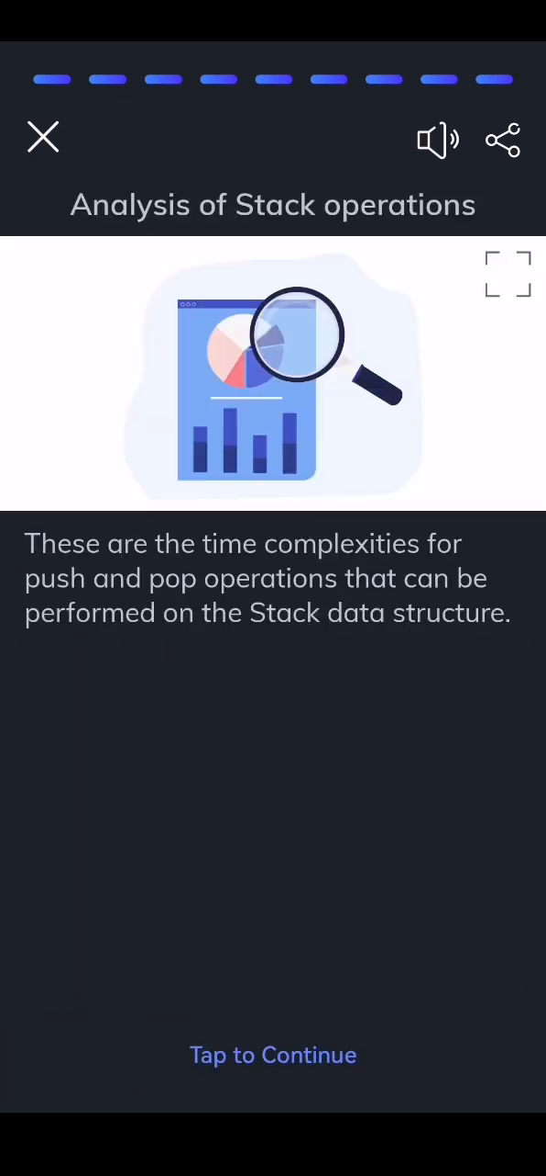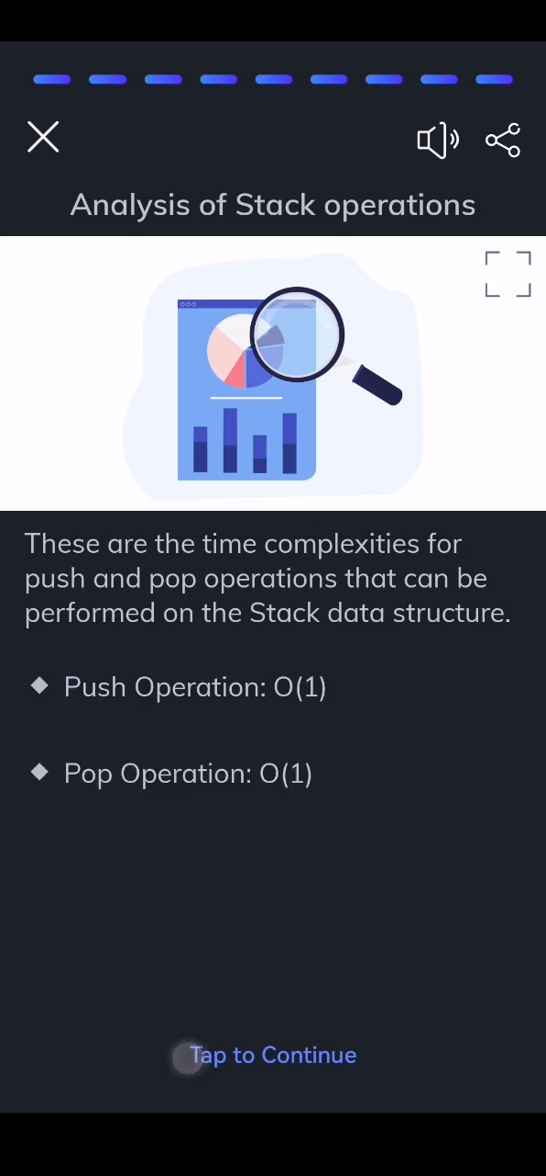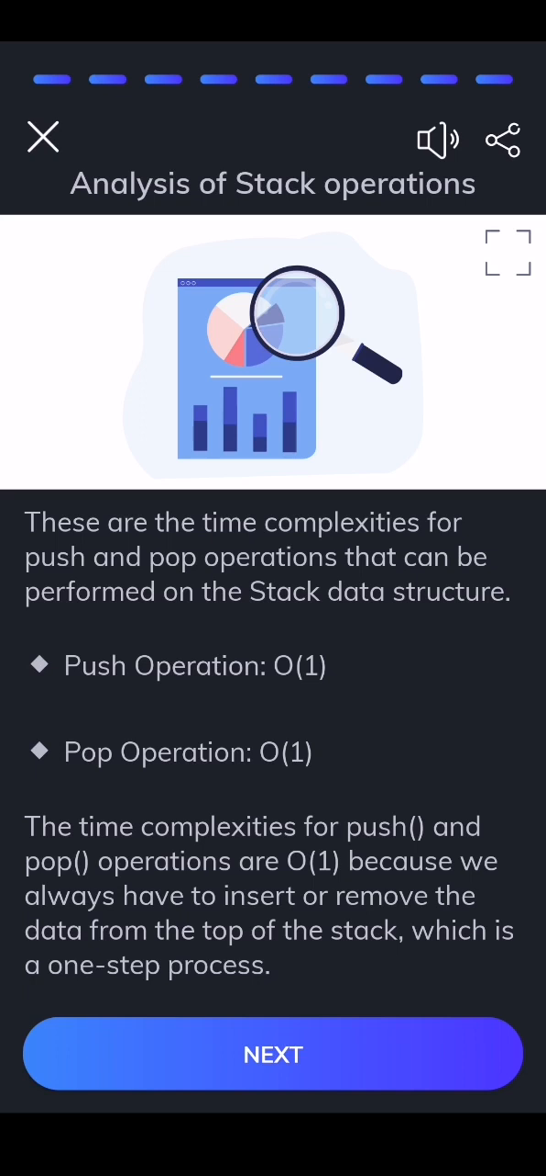These are the time complexities for push and pop operations that can be performed on the stack data structure. Push operation, O(1). Pop operation, O(1). The time complexities for push and pop operations are O(1) because we always have to insert or remove the data from the top of the stack, which is a one-step process.